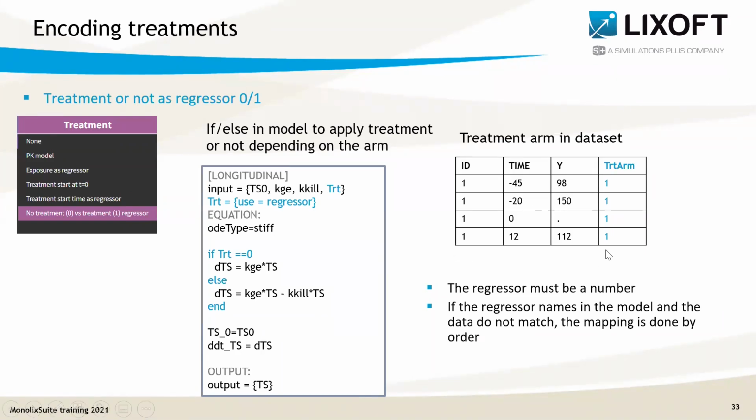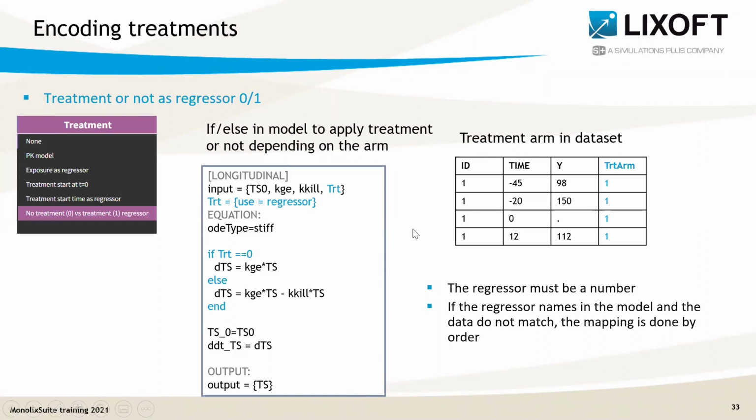But this regressor must be a number, 0 or 1. So 0 indicates no treatment, and 1, or more than 1, indicates that the treatment should be applied. So it can be, for example, the treatment arm to distinguish the placebo group, for individuals that have not received treatment, and individuals that have received treatment, or it can also be used to encode a treatment that is on-off, that is not given at all times for each individual.